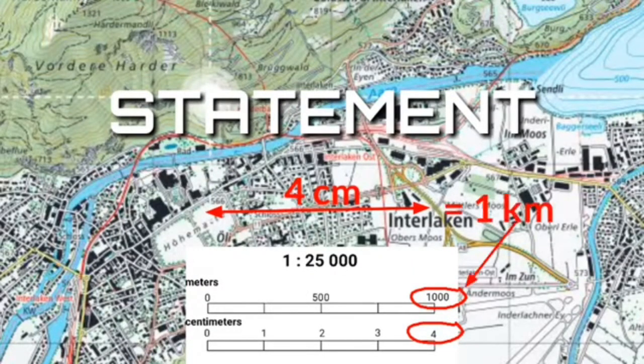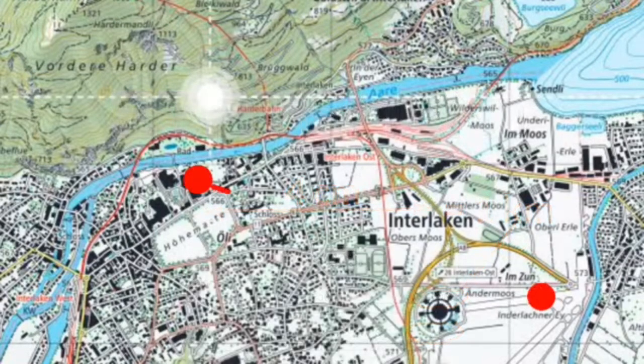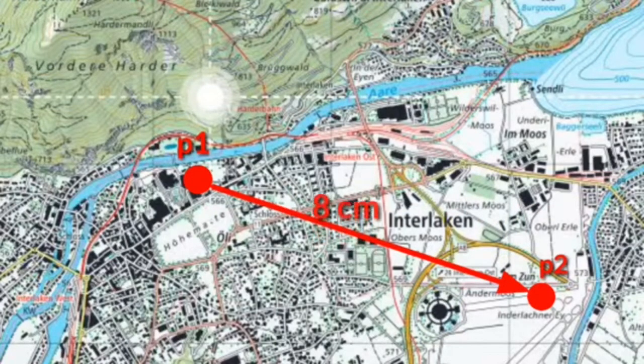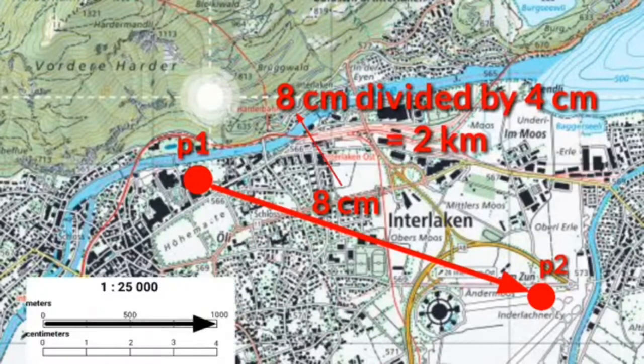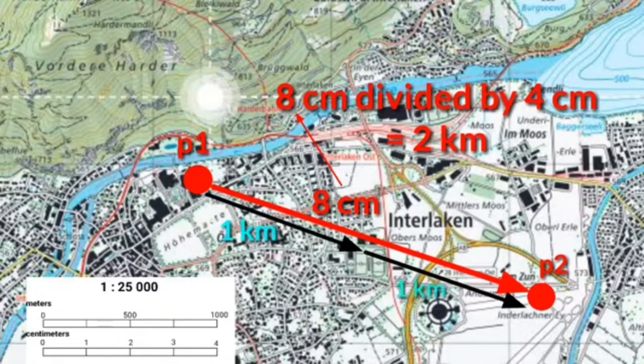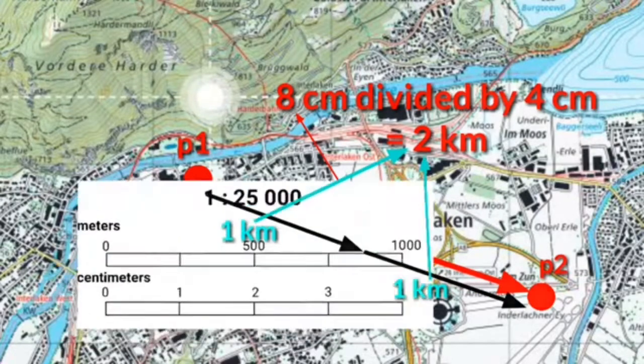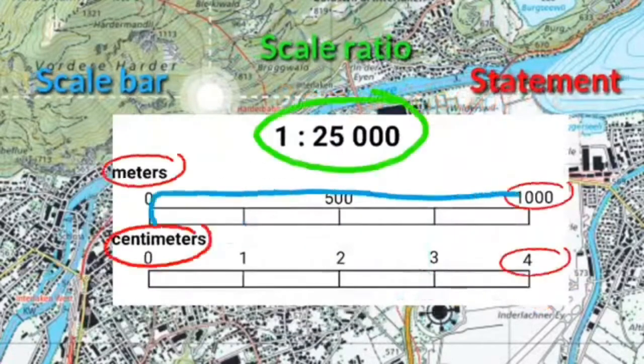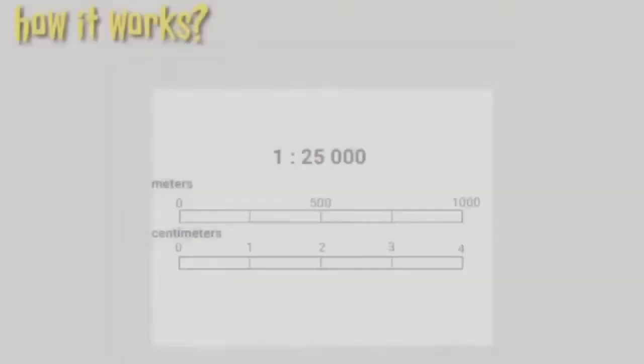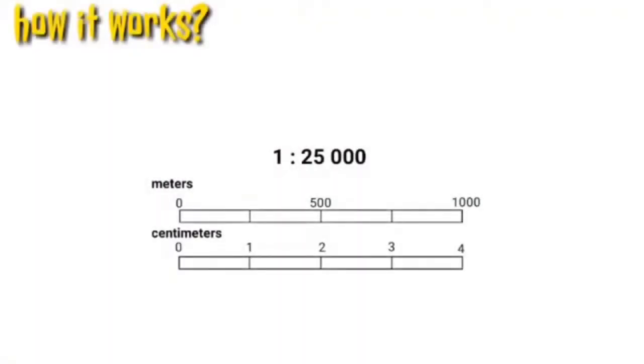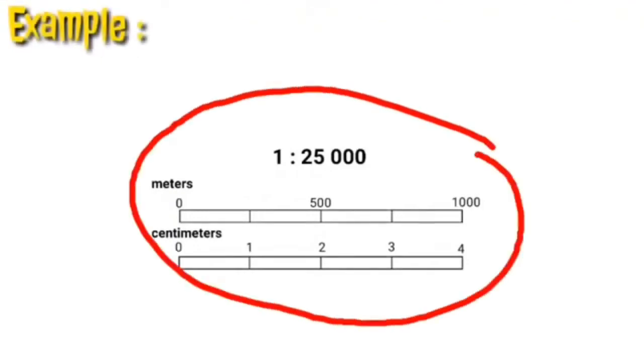For example, 4 centimeters is equal to 1 kilometer. If you measure from point 1 to point 2 and get 8 centimeters, that is equivalent to 2 kilometers. Scale bars describe how far you are in meters or kilometers when you are using the map. These three are the basis when the scale of the map is in question. So, I will teach you how to work with the scales on the map.